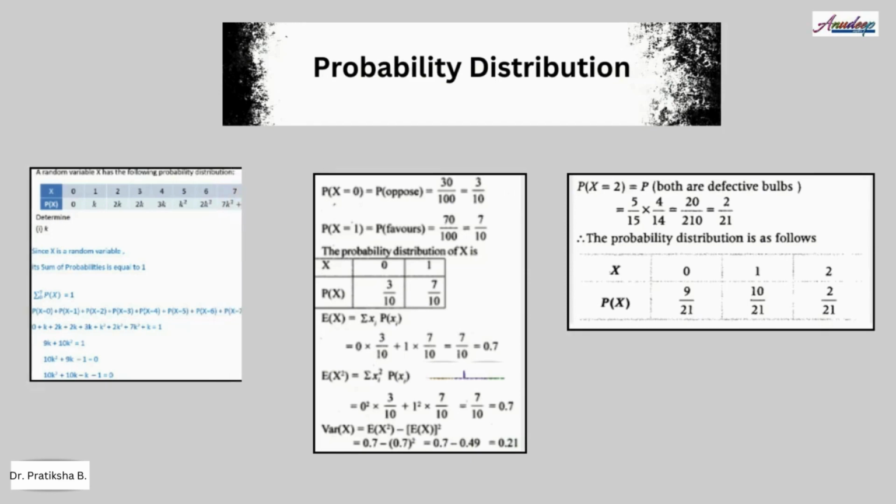Probability distribution is nothing but when you perform a random experiment and get the outcomes of the experiment, the probability associated with each outcome is written down in the form of a table. That is, the distribution of every occurrence of an event. That is what is said to be probability distribution.